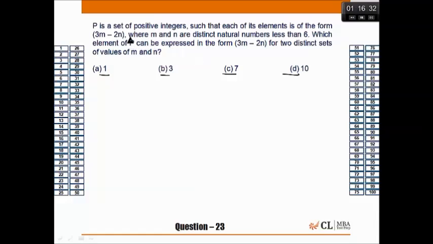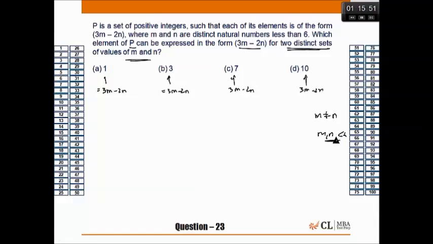Let me just try. Each of the elements is of the form 3m minus 2n, where m and n are distinct natural numbers. So m is not equal to n, and p can be expressed in the form 3m minus 2n. Which of the following elements of p can be expressed in this form for two distinct values of m? It's also given m and n are less than 6.